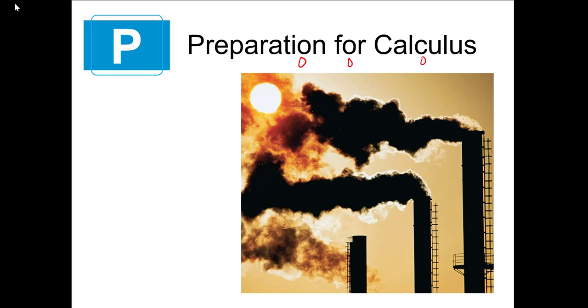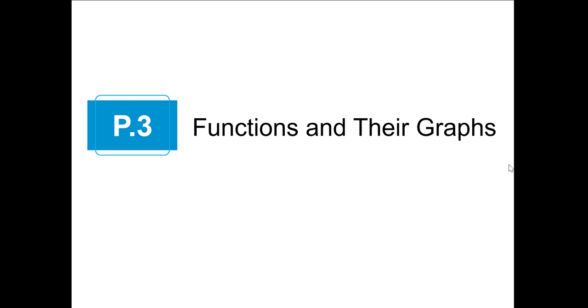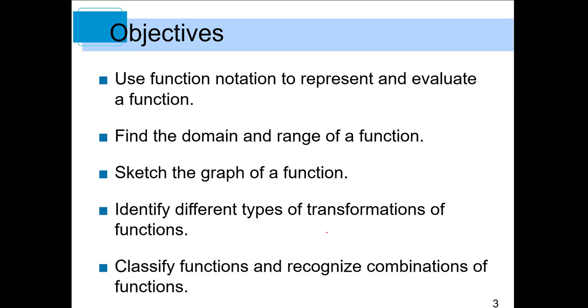Now, first of all, let's take a look at the function and the graph, right? A function typically could be written as f of x equal to, say, x cubed. This is a typical function, and this is what they call function notation. F of x is function notation. The main objectives we are going over: first one, using function notation to represent and evaluate a function.